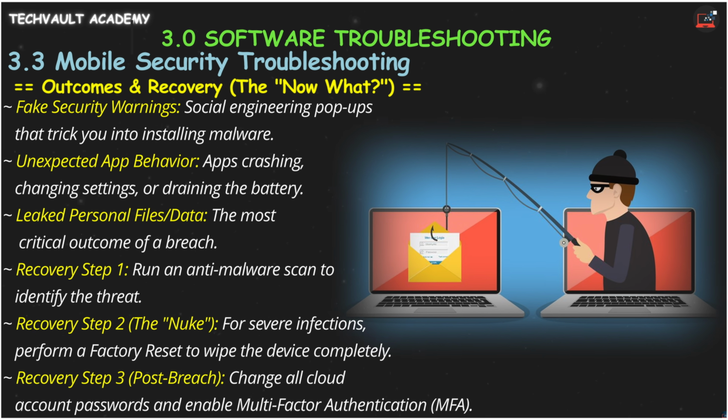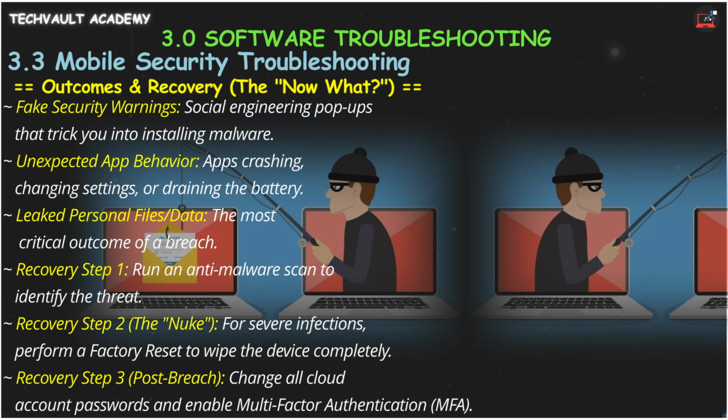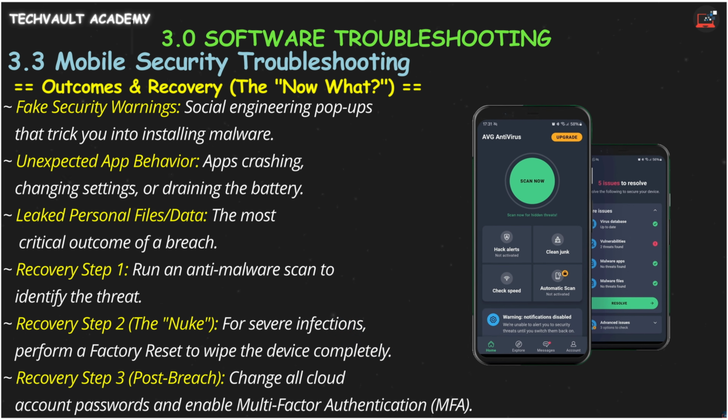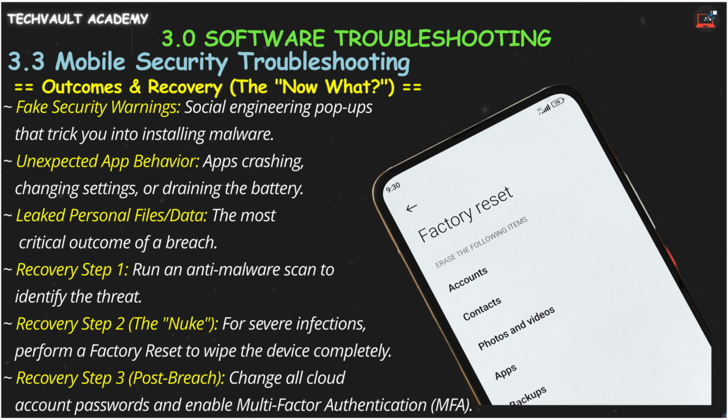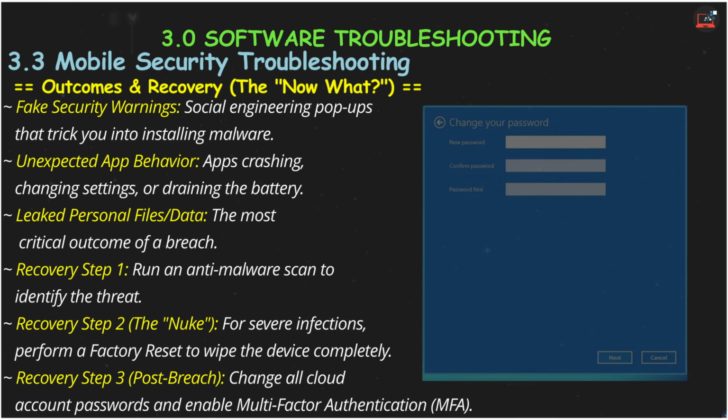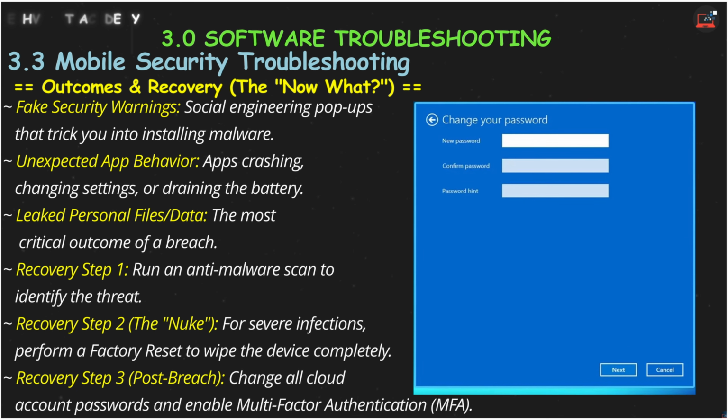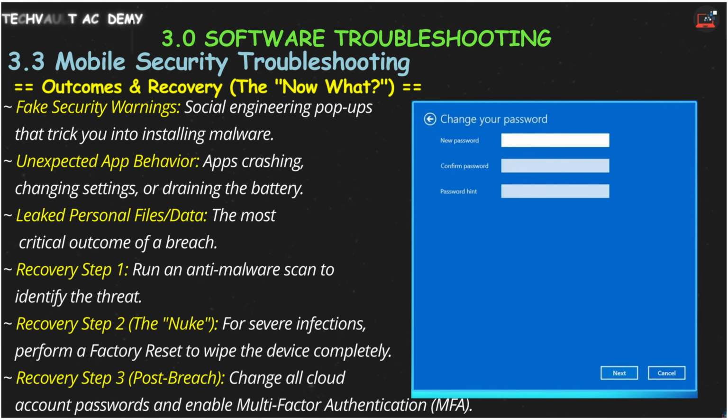So what's the solution? For minor issues like adware, an anti-malware scan might be able to find and remove the offending app. But if you have symptoms of a deeper infection or suspect your data has been leaked, the only way to be 100% sure the threat is gone is to perform a factory reset. This wipes everything from the device and restores it to its original, clean state. After a reset, and especially after a data leak, you must immediately change the passwords for all your cloud accounts that were synced to the device and enable multi-factor authentication everywhere you can.